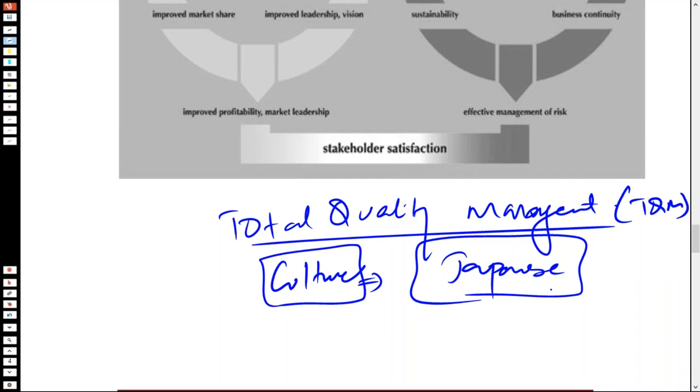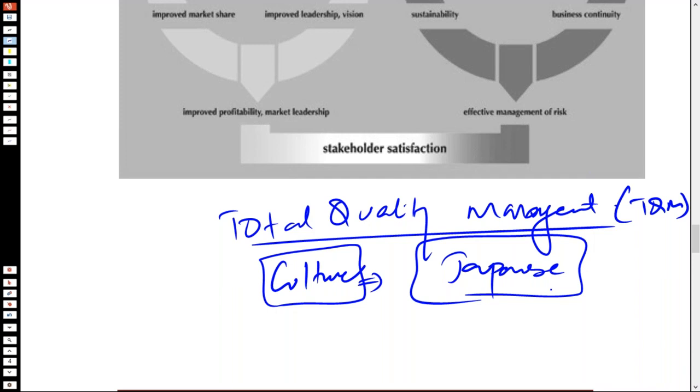So when we talk about the concept of total quality management, let's try to have an understanding. Total quality management is not the name of a technique, but rather it's the name of a culture. It's the name of the culture that was prevalent in the Japanese organizations, which actually competed with the world's best car manufacturing organizations.